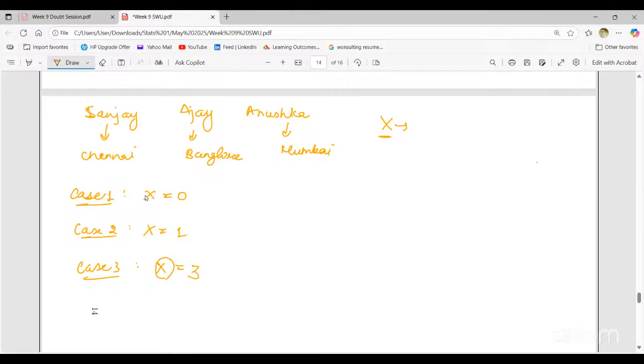Why are we not taking 2? If two people are getting their favorite, then we are left with one city which is automatically the favorite of the third person. So in short, we are giving all of them their favorite cities, right? So that's why my range of X will be 0, 1, and 3, not 2. Is this clear? Okay, ma'am.